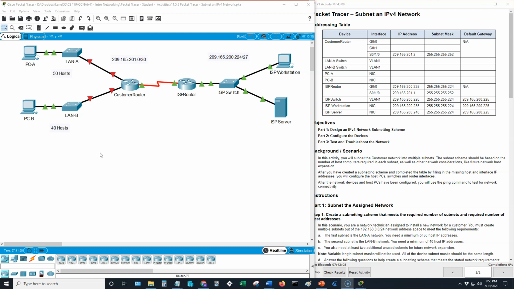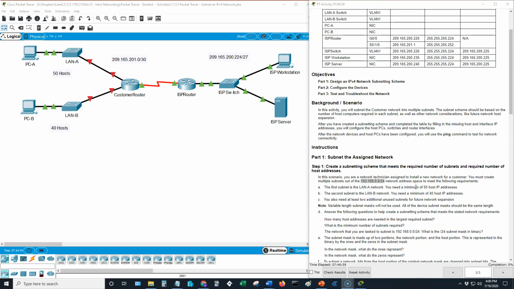In this activity, your responsibility is to set up the IPv4 addressing range for each of the two LANs as shown here. We've been given the 192.168.0.0/25 network address space in order to set up our LANs. There are a series of rules to set this up. Our first, LAN A, has 50 hosts, and our second, LAN B, has 40 hosts. It's going to say we need to create additional subnets for future expansion.